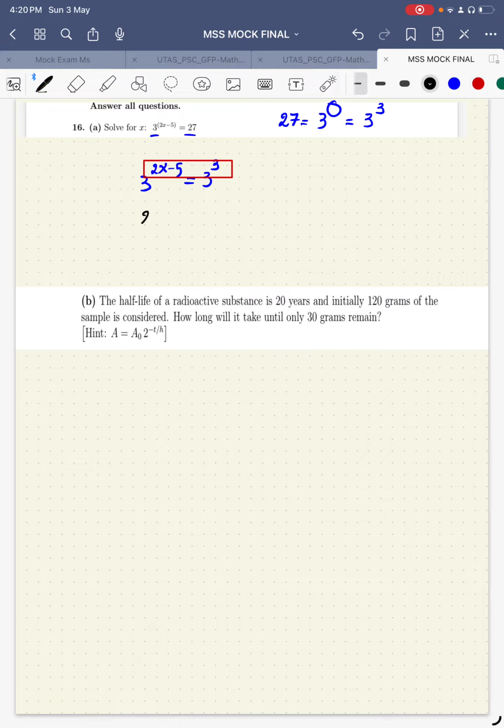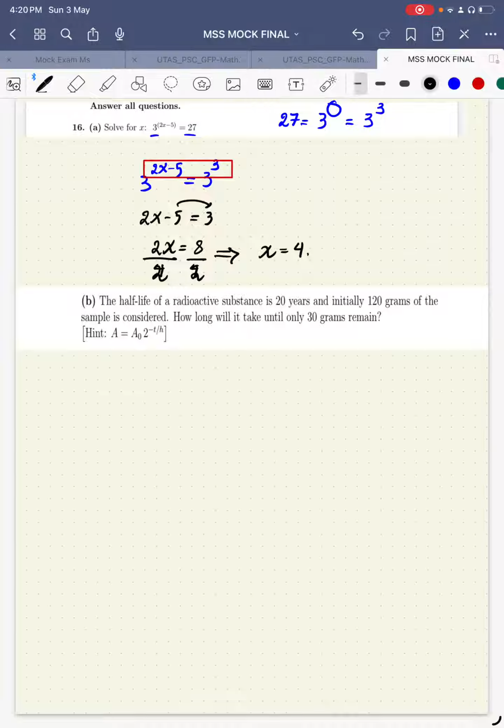So I'm gonna have 2x minus 5 equal 3. I'm gonna take minus 5 to the other side. I'm gonna have 2x equal 8. Divide both sides by 2. I'm gonna get x equal 4.